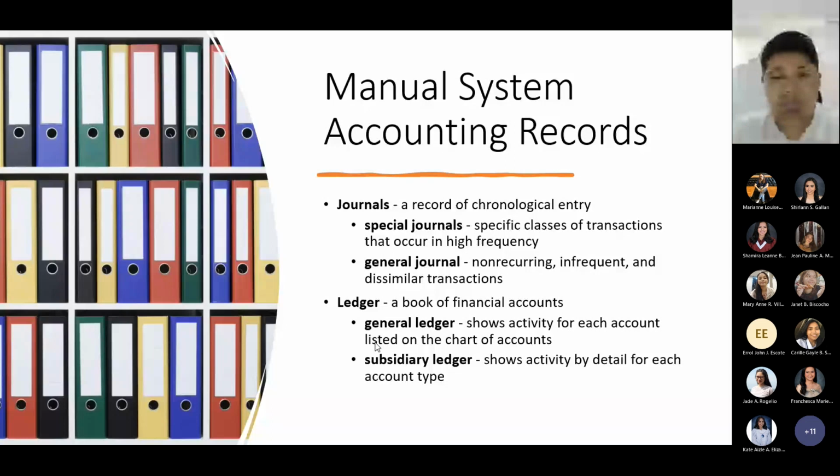For example, cash and cash equivalent. Ano-ano ang nakapaloob sa cash and cash equivalent? Ma'am, ang cash and cash equivalent po ng company is 1 million. 500 of that is cash on hand. 200 of that is treasury bills. And then another 300 for cash in bank. So that is what we call subsidiary ledger of a general ledger account.